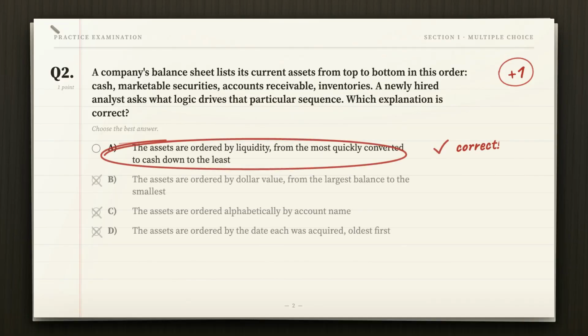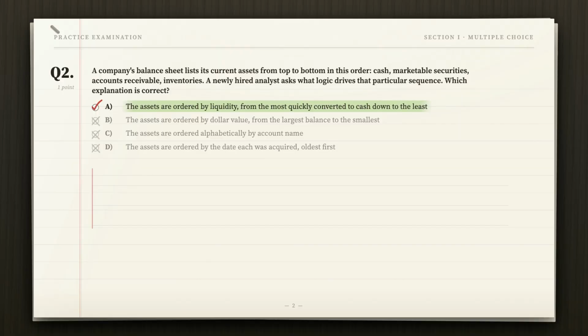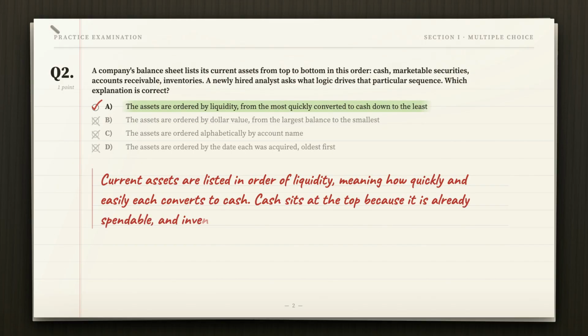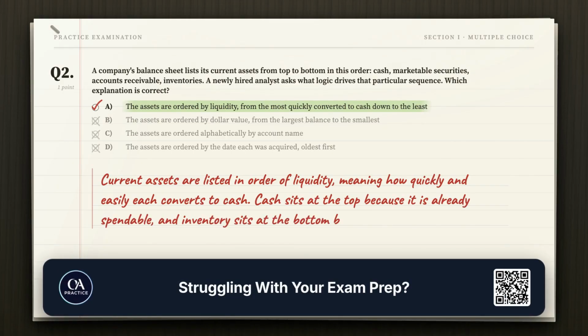The correct answer is A. The assets are ordered by liquidity from the most quickly converted to cash down to the least. A is correct because current assets are listed in order of liquidity, meaning how quickly and easily each converts to cash. Cash sits at the top because it is already spendable, and inventory sits at the bottom because it must be sold before it becomes cash.